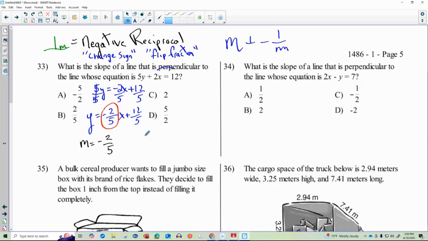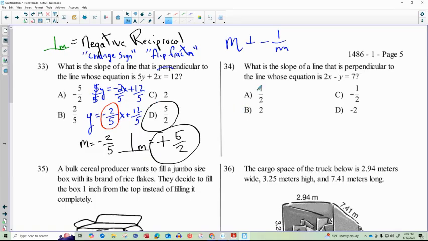But the question was, find the perpendicular slope. So I need to take the negative reciprocal of negative 2/5. Well, negative 2/5 is clearly negative, so my perpendicular slope will be positive. And I'm going to flip the fraction upside down. It's 2 over 5, so I'm going to put it 5 over 2. So the answer is going to be positive 5 over 2.